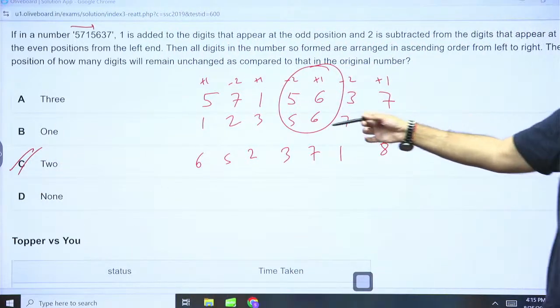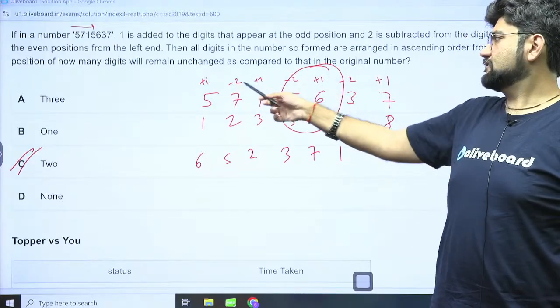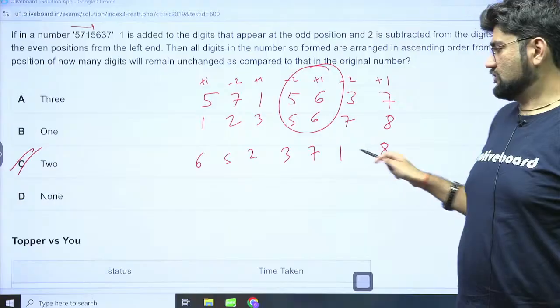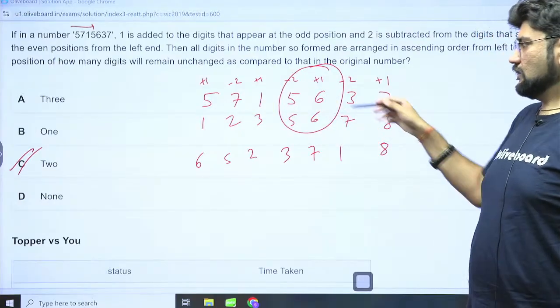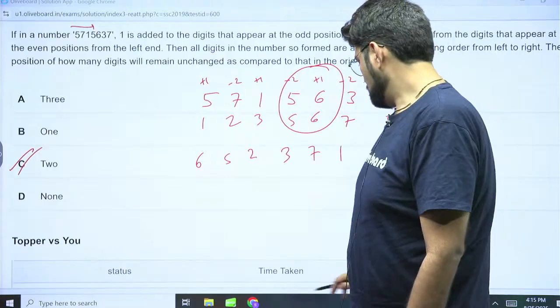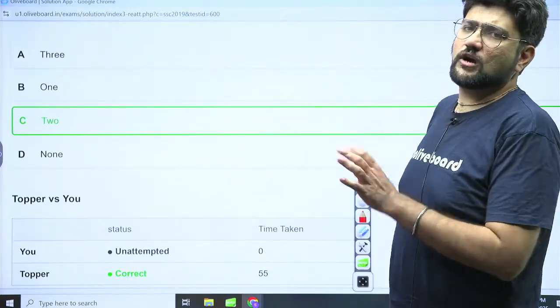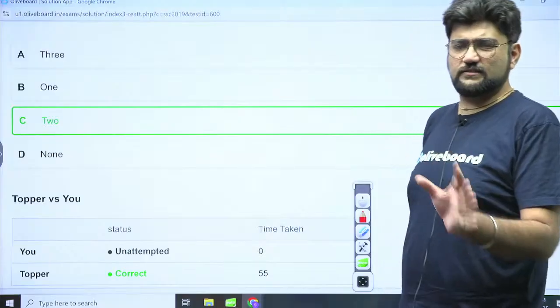Cool. So, we have just written this string here. Odd places plus 1, even places minus 2. We got the new sets of digits. We arranged them in the ascending order here. And we checked which of them are not changing places. There are only 2 such digits. So, option C, 2 is the right answer. If you approach it systematically, this should not cost you more than 40 seconds. 40 seconds is decent for this.